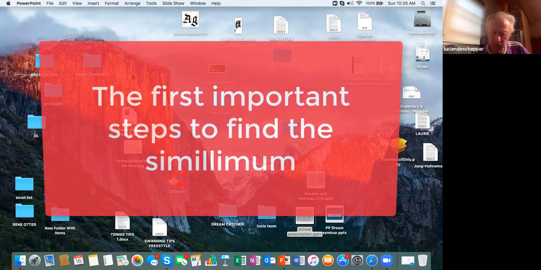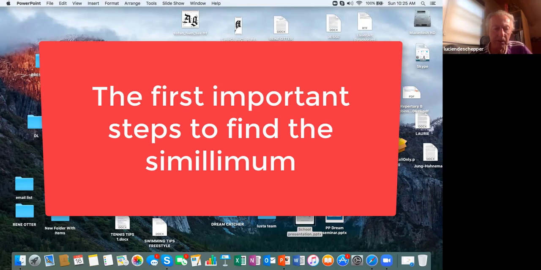Another topic, the third topic, would be the first important steps to finding the simillimum. What do I mean by that? There are many different steps, but if we start on the wrong foot, it goes completely wrong. So we start with one point, and I will follow the 6th edition of the Organon.